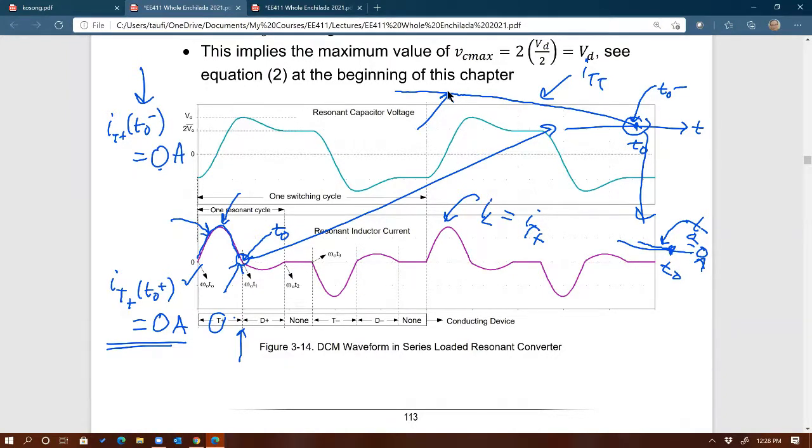Any questions? So now, since the current through the switch at T0 minus is 0, and the current through the same switch at T0 plus is 0, because both of them are 0, therefore we have a yes for ZCS at turn off.